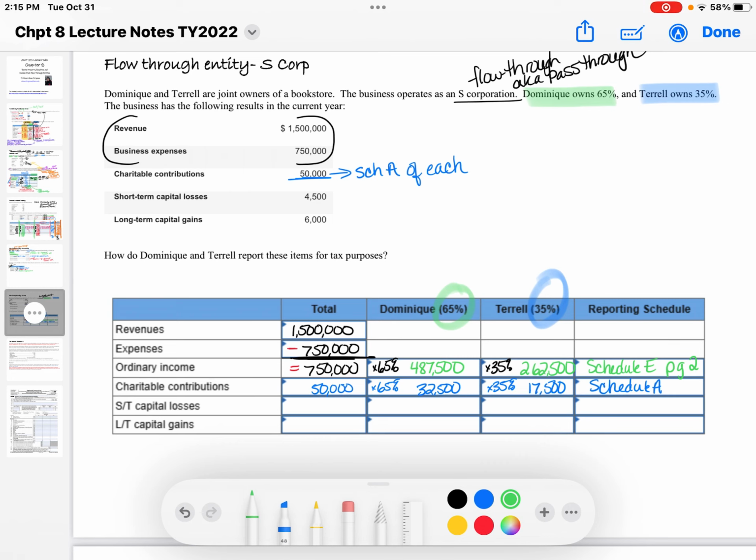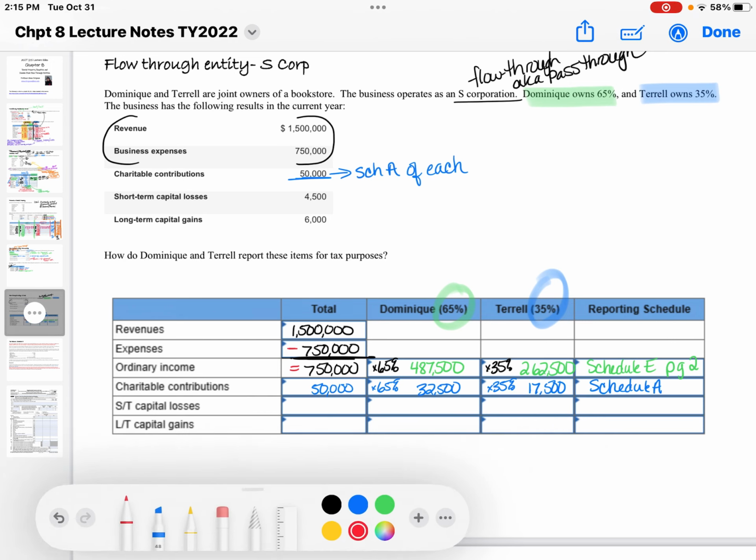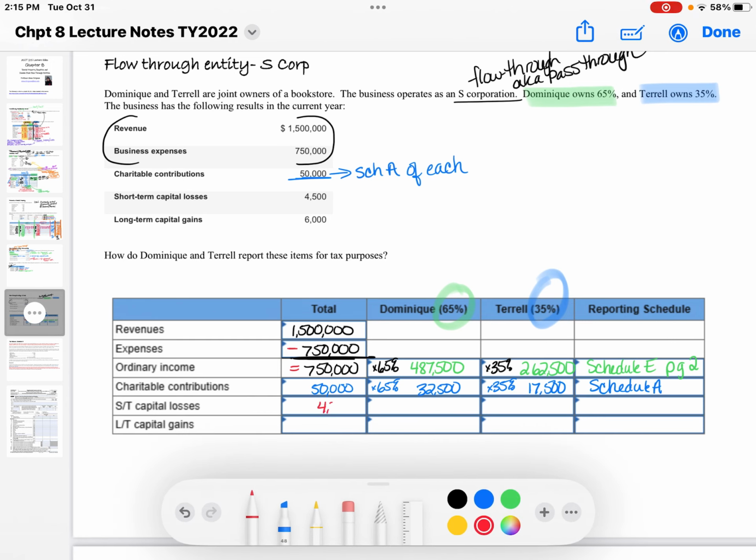Okay, I do have capital gains and capital losses. This time I'm not netting them together. I'm going to keep them separate. This problem has me keep them separate. Not a big deal. So let's do the losses. 4,500. It's a loss, so I'm showing it as negative. I'll give 65% to Dominique and 35% to Terrell. Those splits look like this. Make sure that I'm not a dollar off. So $75 here, $25 here. That's good. I'm not going to be a dollar off.